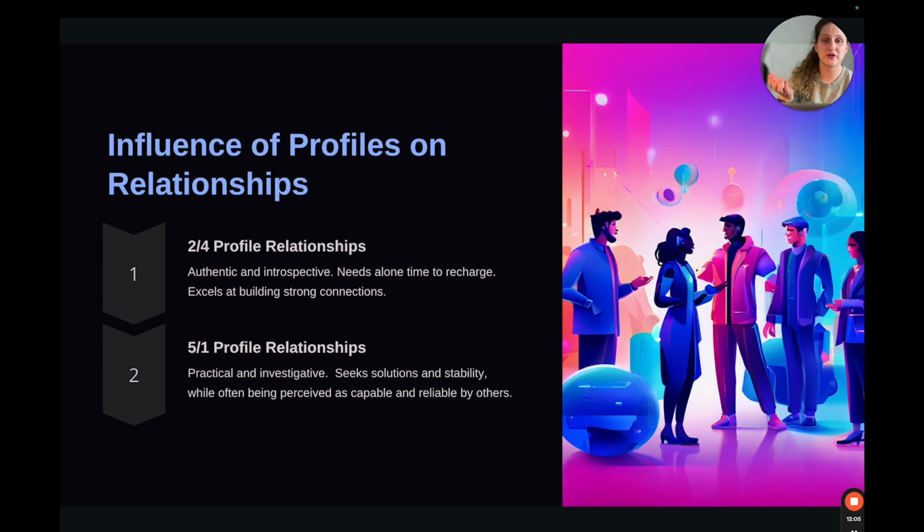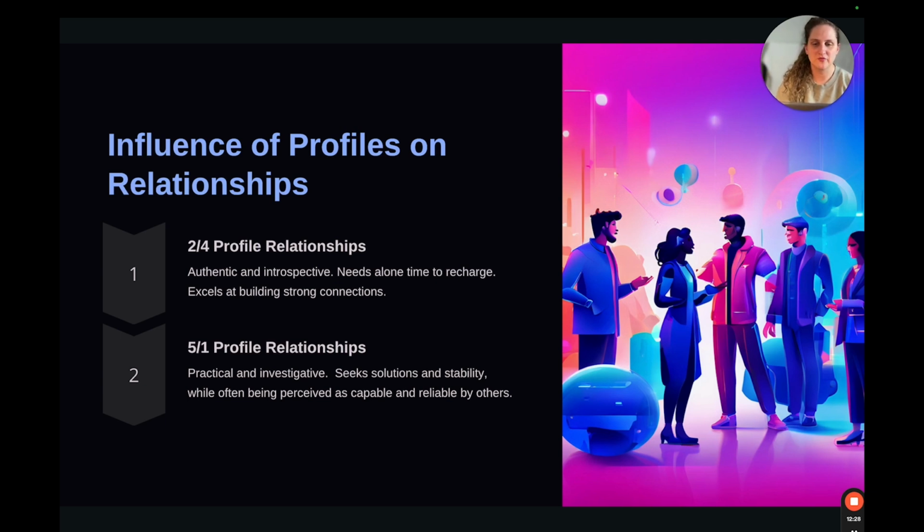The influence of profiles in relationships. Here's another example. The 2-4 profile is going to be authentic and introspective. They need alone time to recharge and excel at building strong connections. So they're going to be a partner that needs some quality time by themselves, but also they're going to build a very deep, strong connection with you.